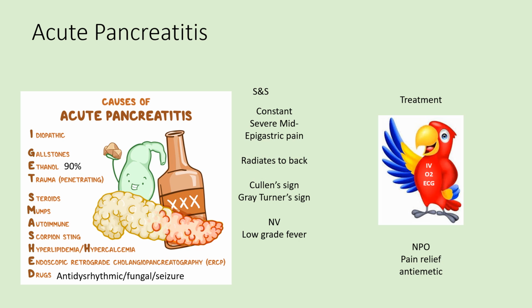Signs and symptoms are a constant, severe mid-epigastric pain. It radiates straight to the back. There may be Cullen's sign, or bruising around your belly button, and Grey Turner's sign, bruising on the flanks. They may have nausea, vomiting, and a low-grade fever. Pre-hospital treatment, IV, O2, monitor, nothing by mouth, NPO. Think about some pain relief and antiemetics.